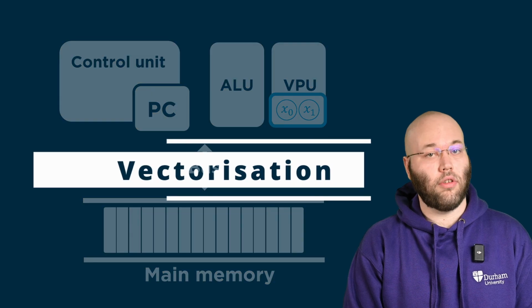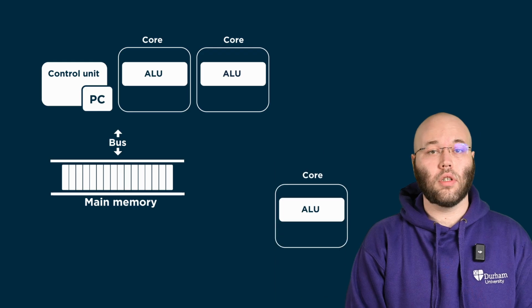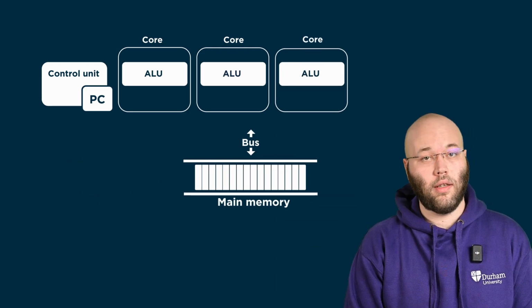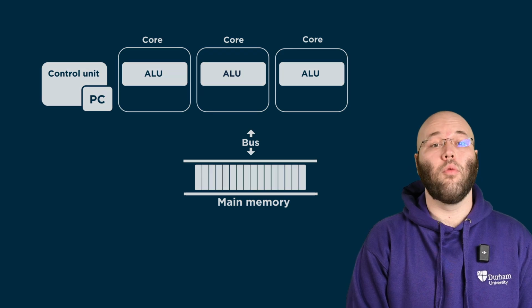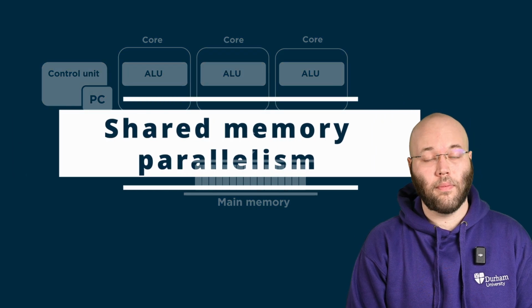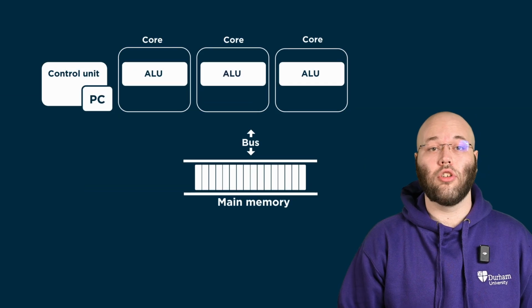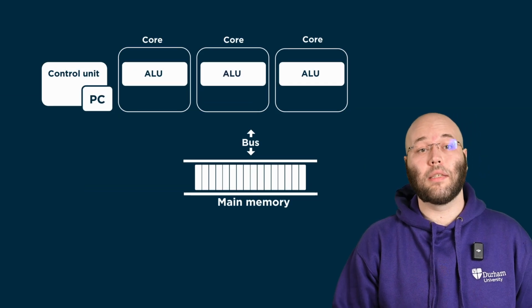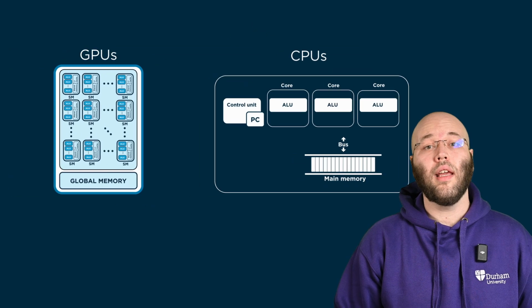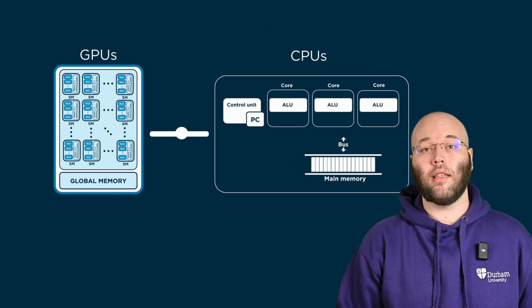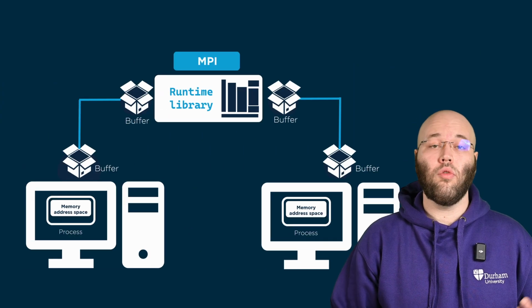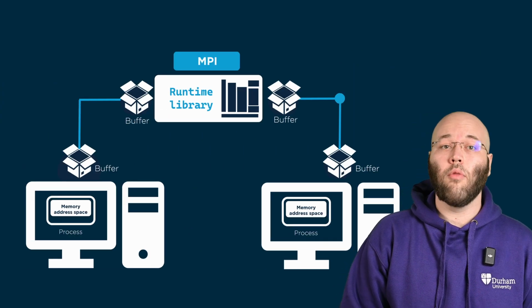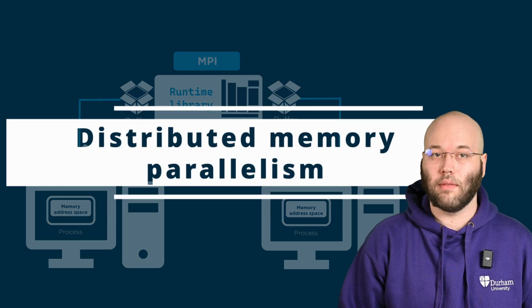We call this vectorization. On multi-core architectures, each of the multiple cores can perform computations individually and has access to some global memory shared among all cores. We call this shared memory parallelism. Beyond shared memory architectures, parallelism is facilitated by explicitly exchanging data. This can be, for example, by transferring data to and from GPUs or by passing messages between compute nodes using, for example, MPI. We call this distributed memory parallelism.